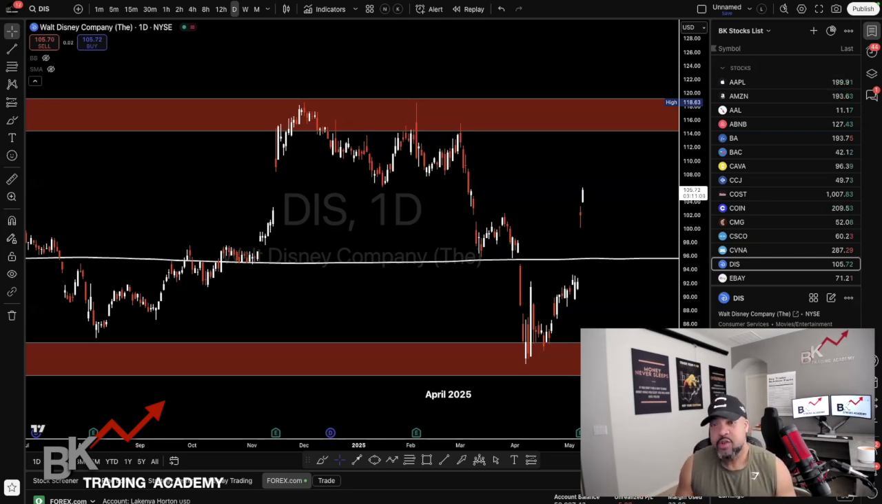And I want to show you three steps that you need to use when you're marking up your charts to identify specific entries, even exits. Very, very easy, guys. And it all comes to price action. Price action relies on supply and demand, and every single market in the entire world relies on supply and demand.